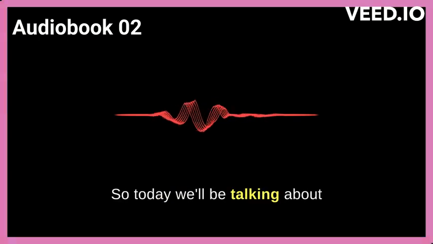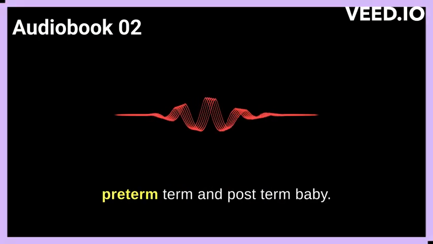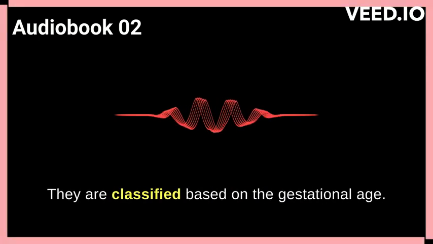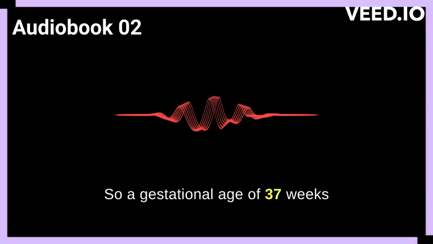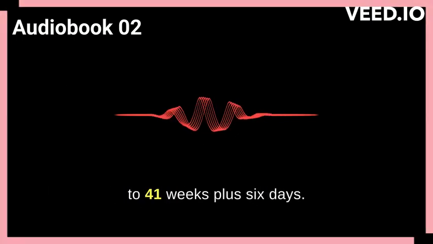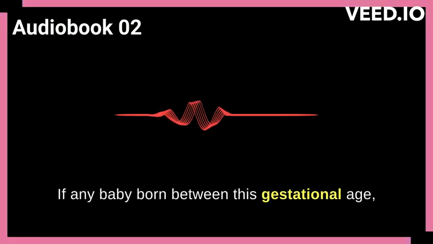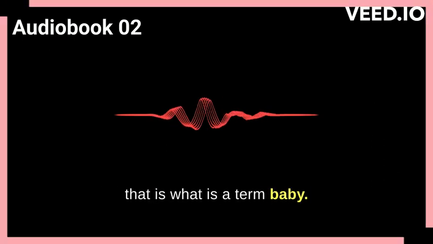Hello everybody. So today we'll be talking about preterm, term and postterm babies. They are classified based on the gestational age. A gestational age of 37 weeks to 41 weeks plus 6 days, if any baby is born between this gestational age, that is a term baby.